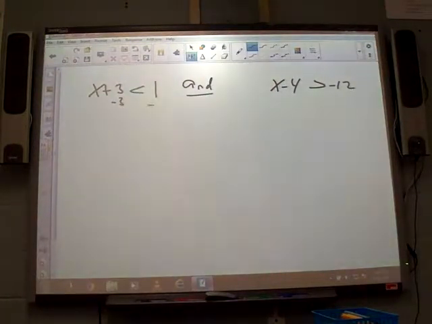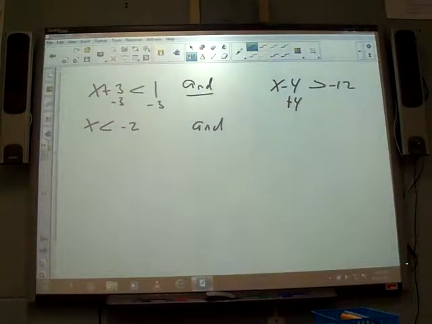We would subtract our 3 here. x is less than negative 2. And we would add our 4 here. x is greater than negative 8. Now what we're going to have to do with these, we're going to have to solve them, check, put them on a number line, and write them in interval notation.